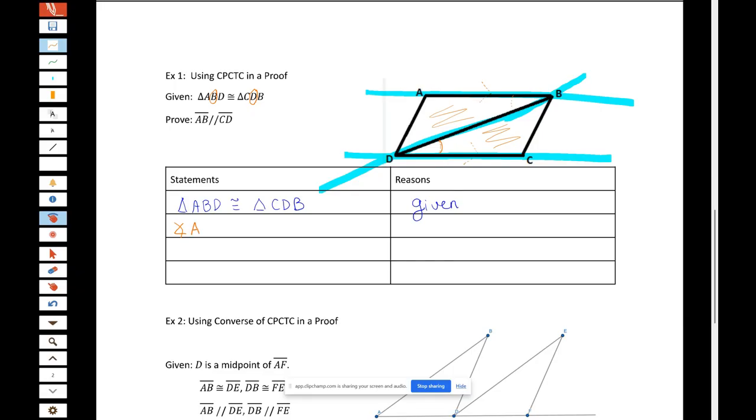So I'm going to call it angle ABD is congruent to angle CDB, going in order of matching parts by CPCTC. Corresponding parts of congruent triangles must be congruent. So now that I know those angles are congruent, I can say the lines are parallel because we have a theorem that says if two alternate interior angles are equal, the lines must be parallel. So I can say AB is parallel to CD. You can call it the converse of the alternate interior angles theorem.